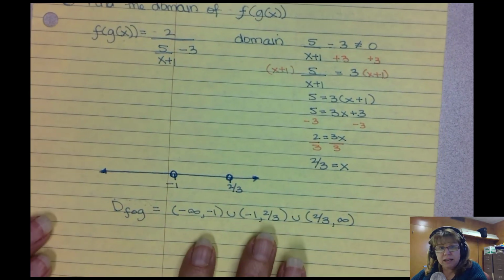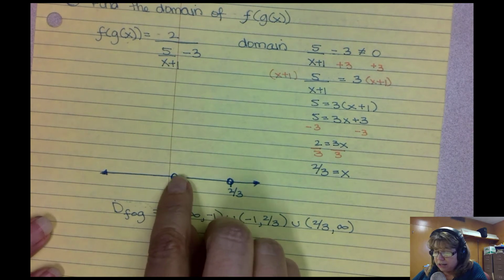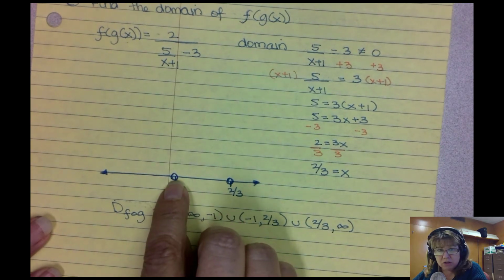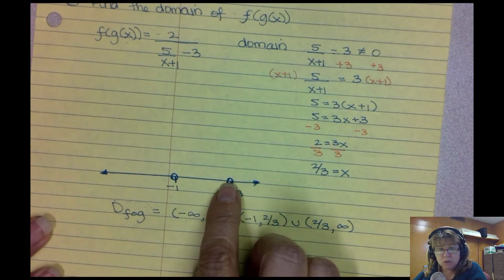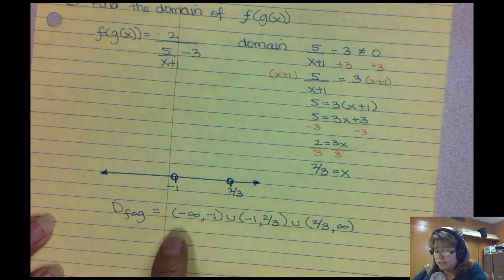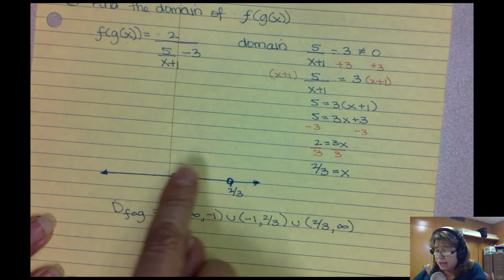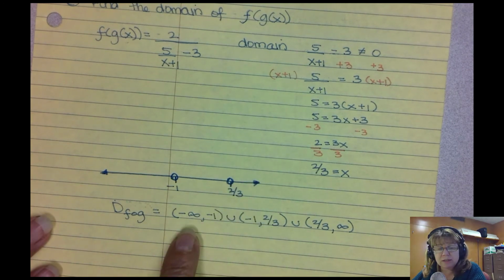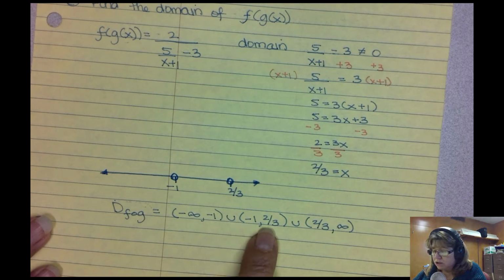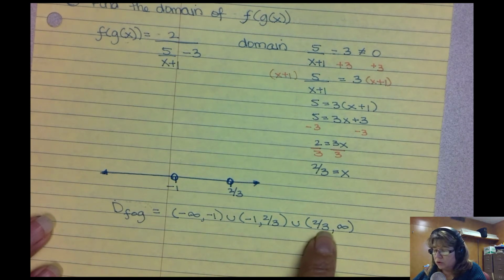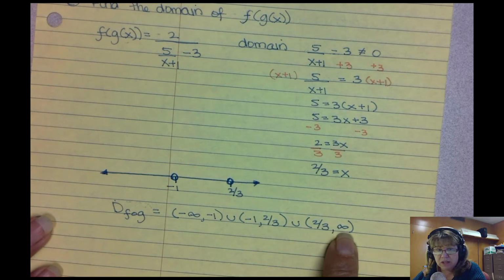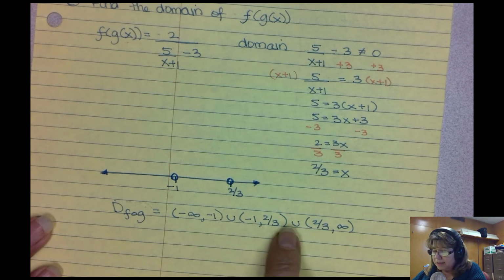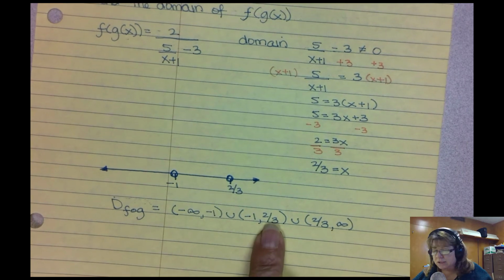So if you're looking at it on a number line, you're not allowed to be negative 1, so that would be an open circle. You're not allowed to be 2/3. That's an open circle. And so we have this block is okay, this block is okay, and this block is okay. So our interval notation is going to be negative infinity to negative 1, unioned with negative 1 to 2/3, unioned with 2/3 to positive infinity. And these are all parentheses, meaning I do not include negative 1 and I do not include 2/3.